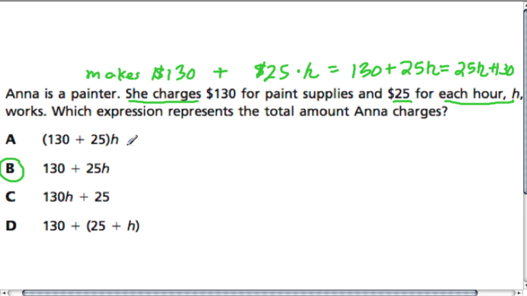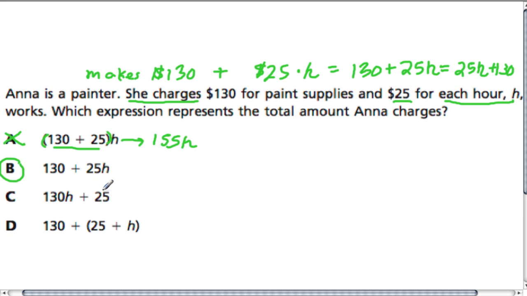So what do these other equations represent? In the first one, we have 130 plus $25, or 25 something. And following the order of operations, we add up those two first. 130 plus 25 is 155. And these parentheses right here tell us we're multiplying this amount by the hours. So it's 155H, which means she would be making $155 an hour, but that's not what she's making.